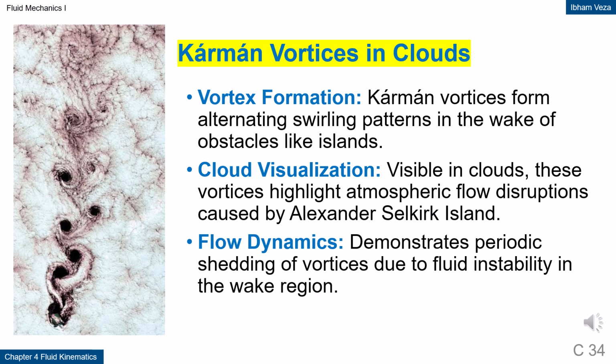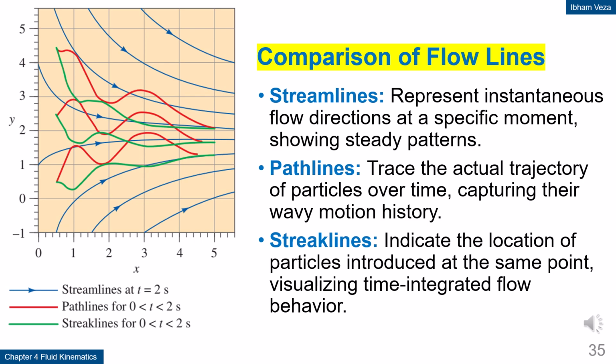This example emphasizes the universality of fluid mechanics. Comparison of flow lines. Streamlines show the instantaneous flow direction at a given time. Pathlines show the actual trajectories of particles over a time interval. Streaklines show the locations of all particles released from the same point. In unsteady flows, these three lines are generally different from each other. This comparison is important to avoid misinterpretation of flow visualization.